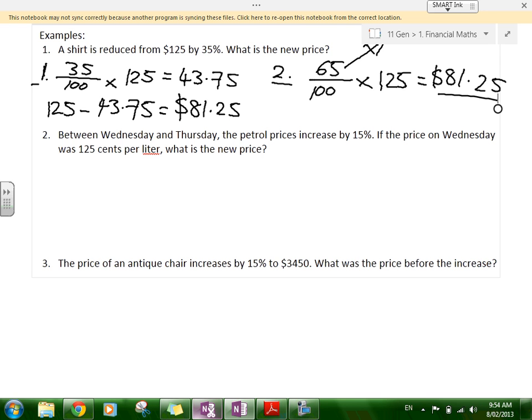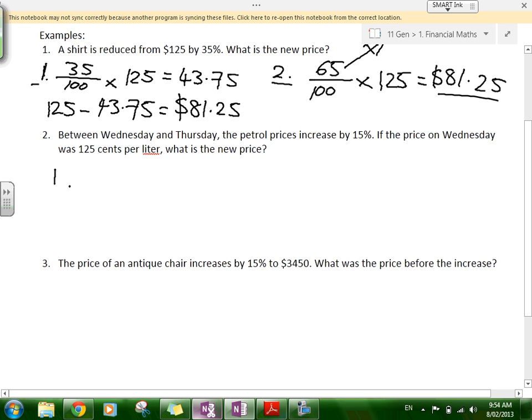If the price on Wednesday was 125 cents per litre, what is the new price? Okay, so the Wednesday price is 125 cents per litre. What's the price on Thursday? If you want to think about that. Again, we can do it two methods. Alright, so first method, find what 15% of 125 is.